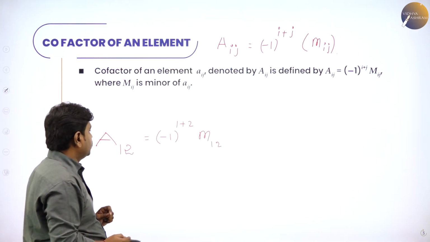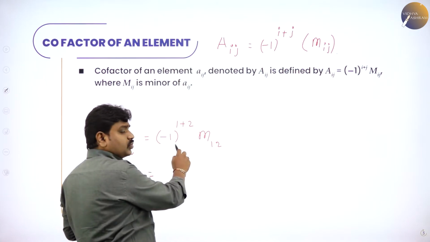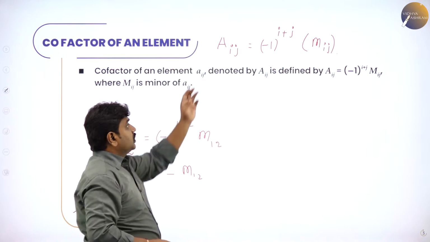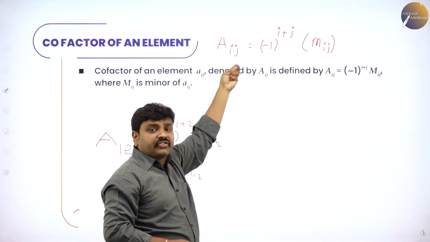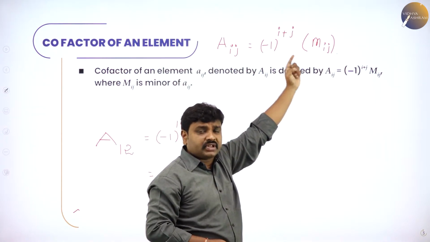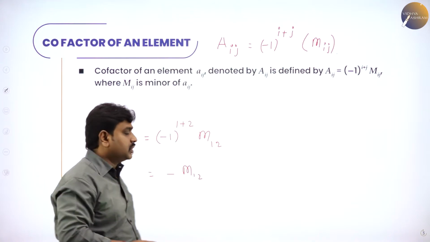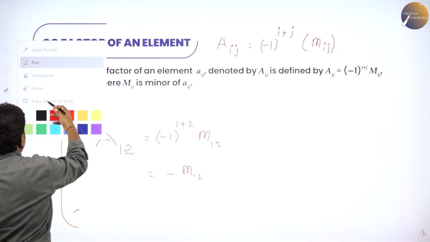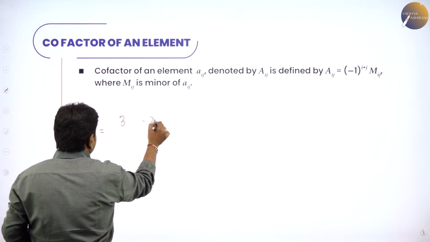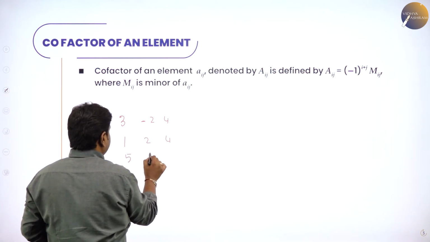Now to find this minor, so this will become what? 1 plus 2 is 3, minus 1 power 3 becomes minus 1 and minor of 1 2. What does Aij represent? Cofactor of ith row, jth element. Cofactor of ith row, jth element is simple: minus 1 power i plus j and minor of ij. You know how to find minor. So now let me take an example to make you thorough with this. Say we'll consider a matrix. We'll take a matrix 3 minus 2 4, 1 2 4, 5 3 2.